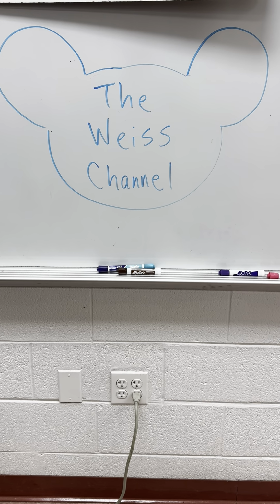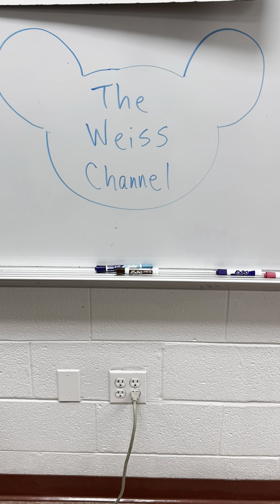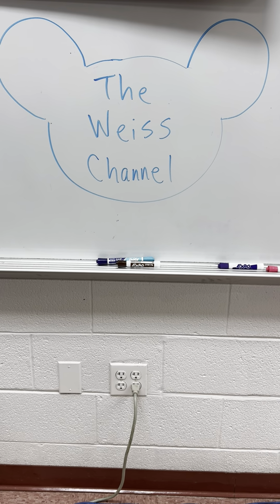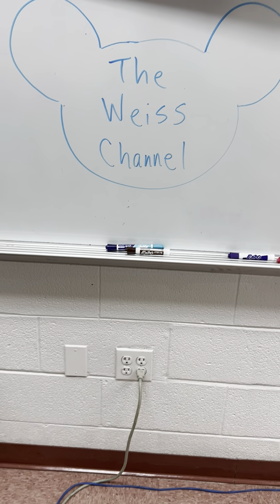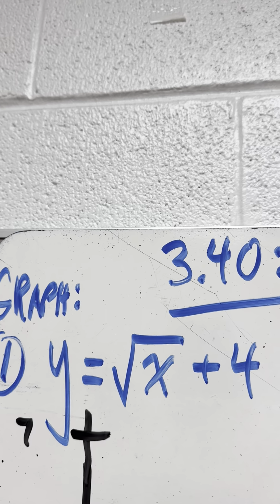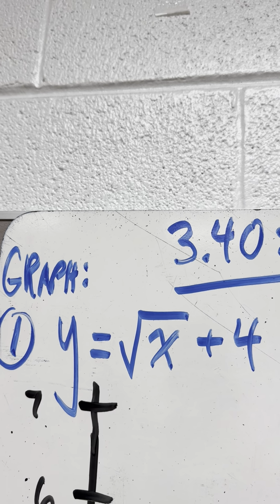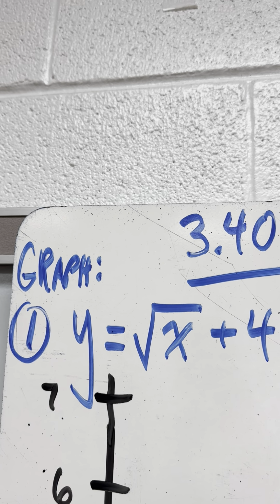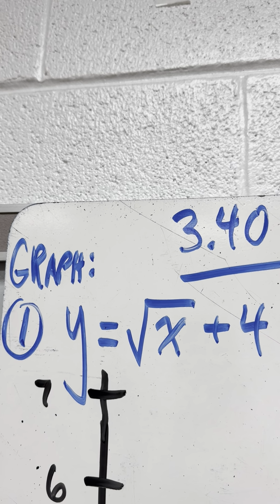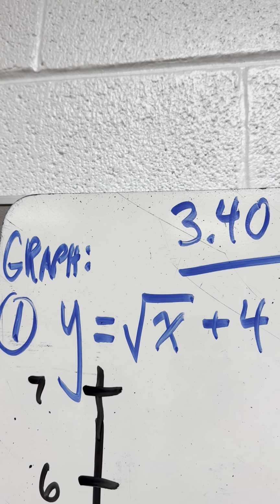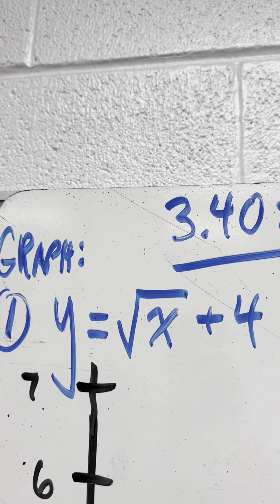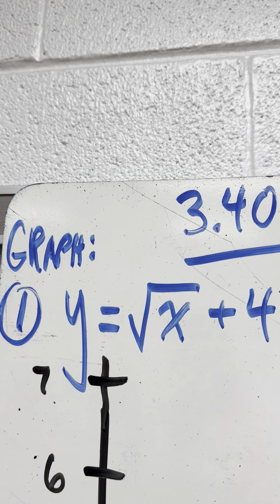Well, today we're going to do graphing of radical functions, which sounds much harder than it is. Okay? For example, y equals the square root of x plus 4. Please note that it's not possible to take the square root of a negative. So in problems like this, you will not have any numbers that are negative.